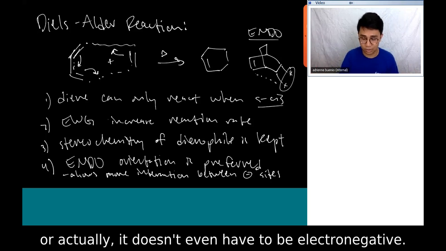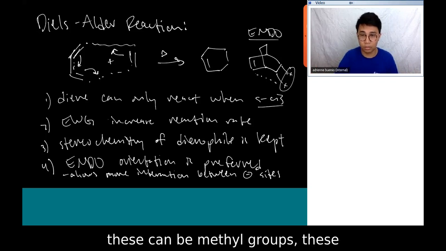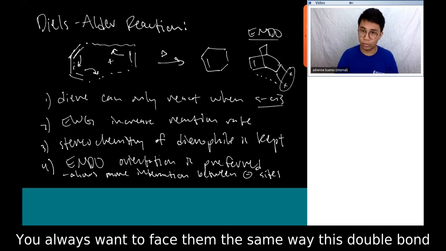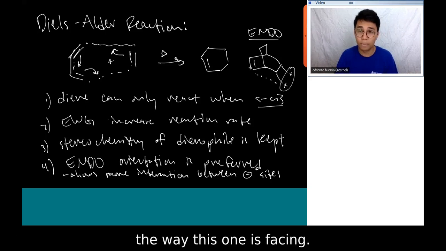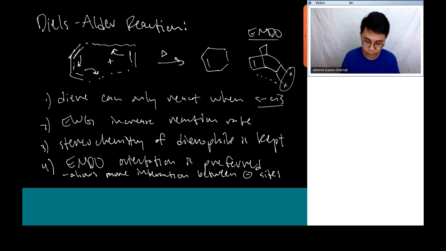Or actually, it doesn't even have to be electronegative. But the important thing is you want these, whatever these are. These can be methyl groups. These can be alkyl groups, right? This can be carboxylic acids, whatever. You always want to face them the same way as this double bond that we made, right? This is the new double bond where this one is facing. And obviously we want it equatorial, right? Because it's the most stable. So, yeah.